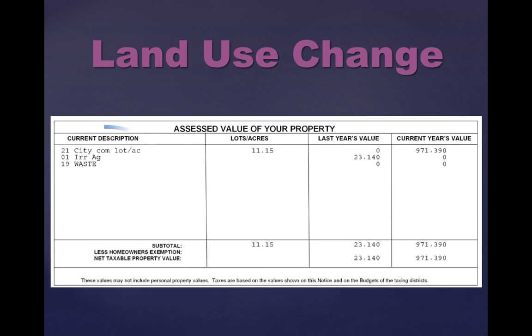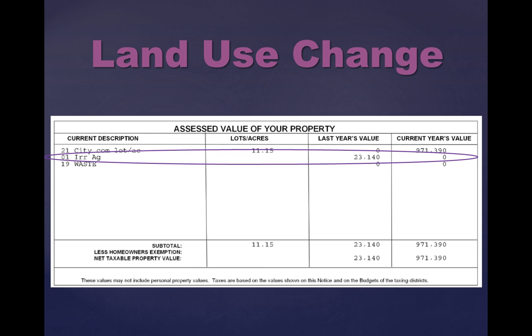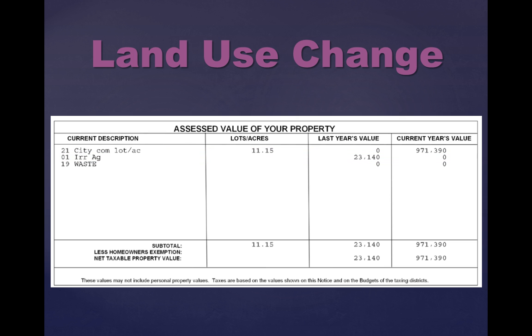This property is just land, and you can see that by looking at the categories here under current description. The top line describes a city commercial lot that does not have a value last year. The second line describes irrigated ag land, which does not have a value this year. What this assessment notice is telling you is that this land had an ag exemption last year and was valued under irrigated ag land. This year the property is being used for commercial purposes and is valued accordingly.